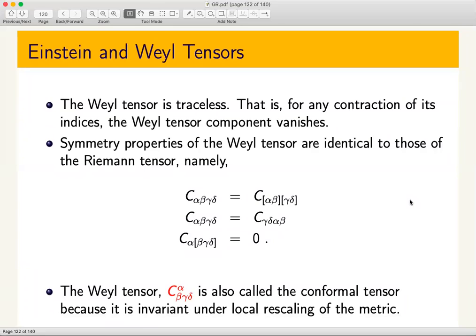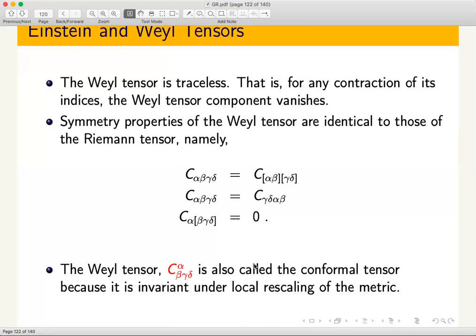Fine. So besides the fact that the Weyl tensor is traceless, it is also called a conformal tensor, and we will see in a moment why it is called a conformal tensor. But it is called a conformal tensor when it is written in this particular form, namely, it has one contravariant index and three covariant indices. So let's check that. But before we check that, let me just explain what one means by conformal transformation.